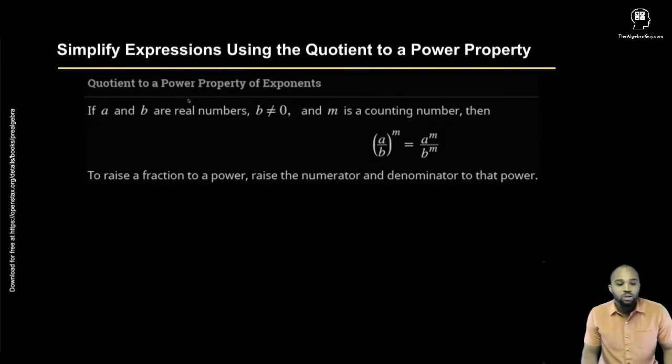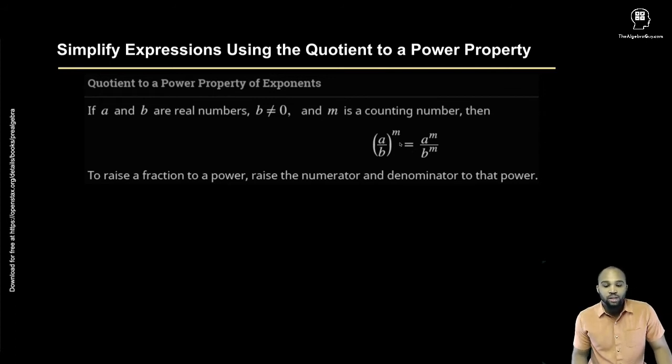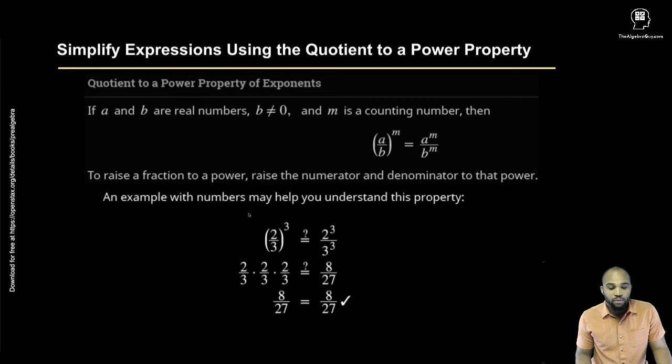All right, quotient to a power property. What if I take a quotient problem to a power? So it's just like what we did when we took the product to a power. Let's look and see. To raise a fraction to a power, we raise the numerator and the denominator to that power, just like we've done before. Here's an example. So 2/3 cubed. Well, all we're doing is taking this 2 to the 3rd power and a 3 to the 3rd power, and we're solving it. So it's just that simple.